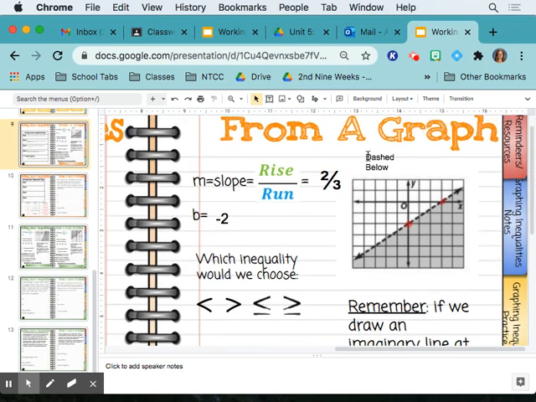Okay, if it's dashed and shaded below, dashed means we are in the less than or greater than, and below means less than. So we need to do the less than symbol, right? Because that is shading below. So circle that.